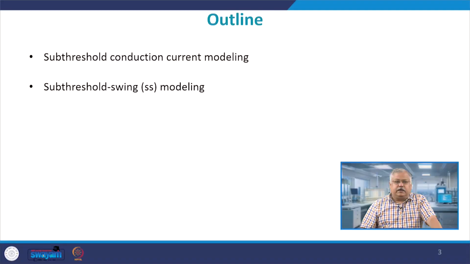So, we have entered into a region where we have left behind the bulk MOSFET single gate, and now we are traveling into a region which is a double gate MOSFET as such. So, the outline of the talk will be subthreshold swing and transconductance, and we will be looking into subthreshold conduction current modeling for a double gate MOSFET and also subthreshold swing modeling.